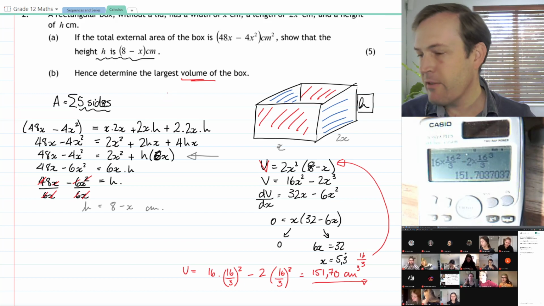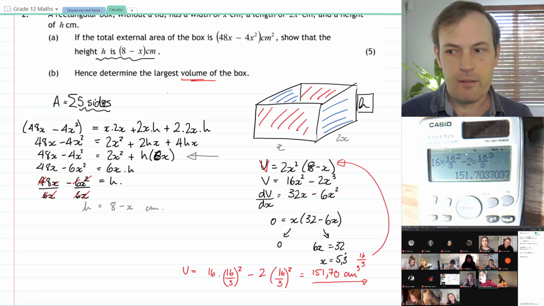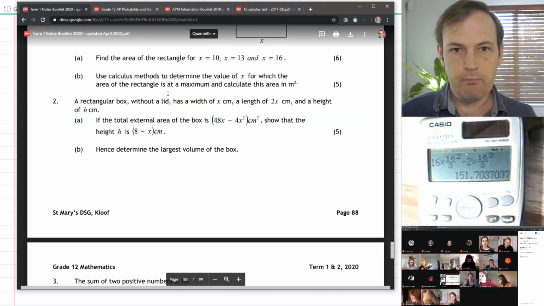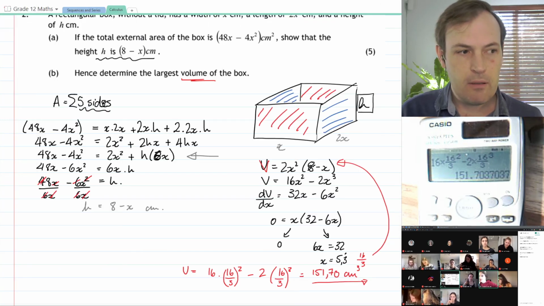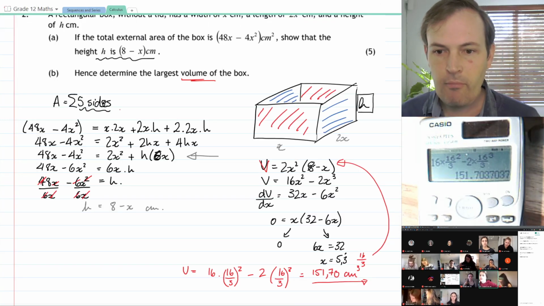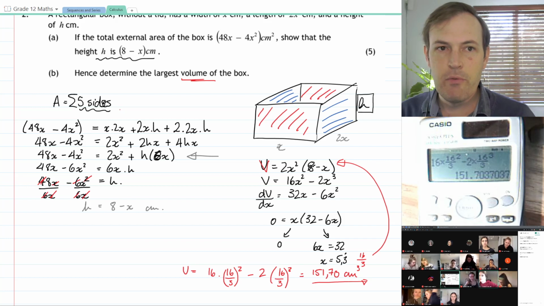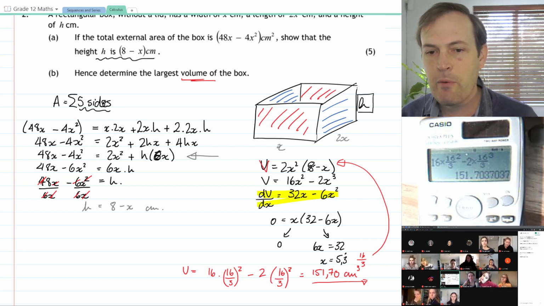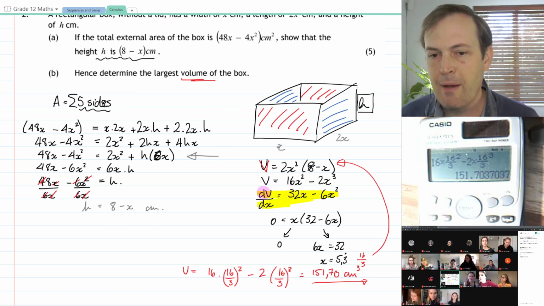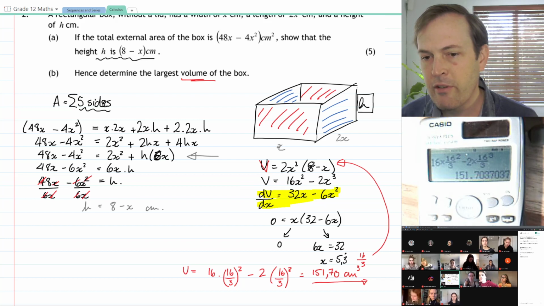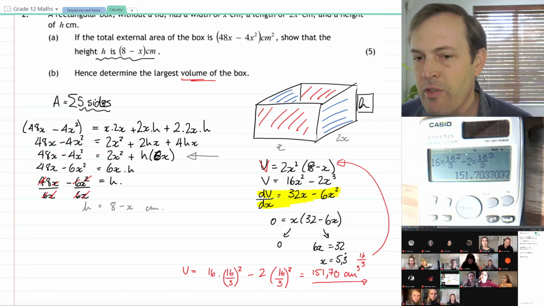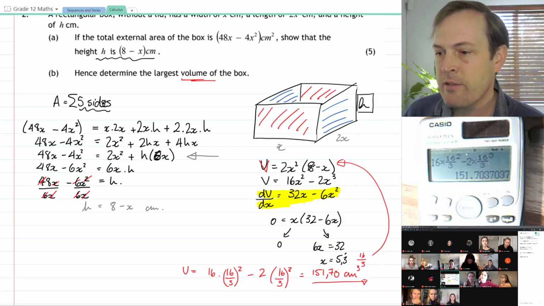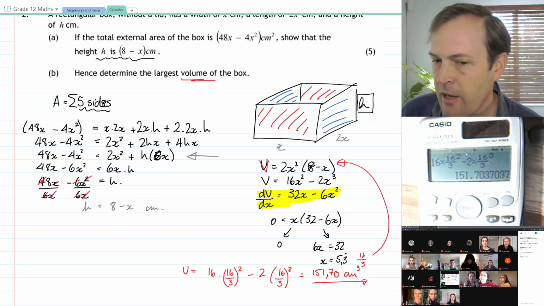Yes, Savannah. Sorry, I just want to clarify something you just said. When you go dv over dx, is that called optimizing? Is that the whole thing? This is the derivative, and the reason that we find the derivative is in order to optimize. So optimization uses the derivative. It's one of the reasons we use calculus, for optimization.